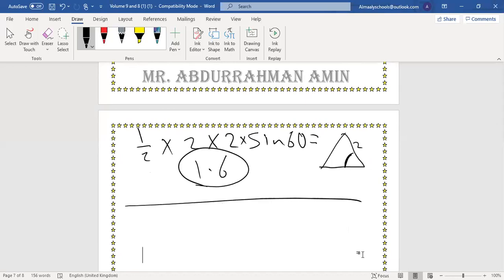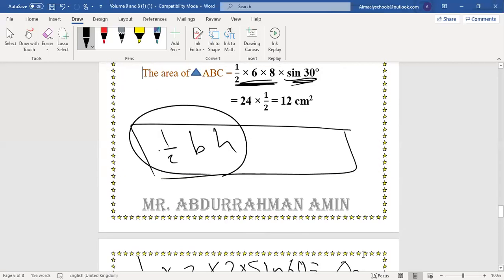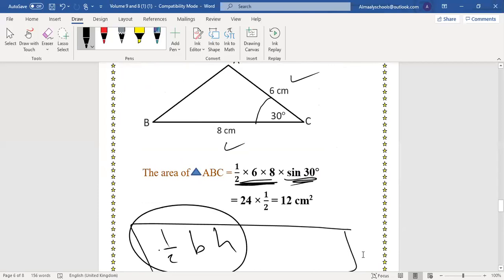Mister, in the question you answered above. Which one? In the paper or in the book? In the paper. This one. Yes, I got the answer 10.9. So you wrote 1/2 times 6 times 8 sine 30. Times 30 or times sine 30? Times sine 30. The answer is what?